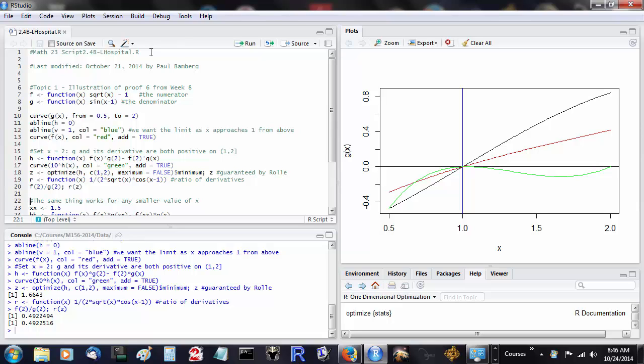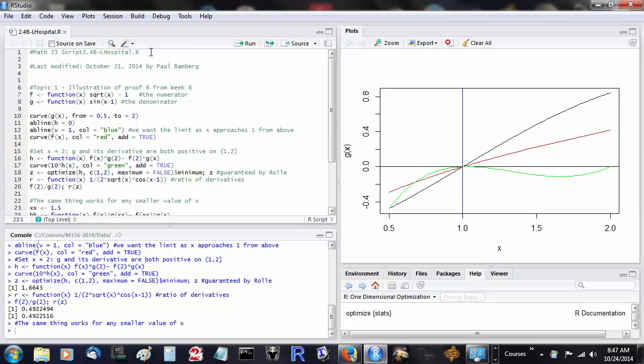Substitute any value you like for 2 and do the same construction. You will find a point z that's closer to 1 where the ratio of the derivatives is equal to the ratio of the functions at your original point. And if you take the limit of the ratio of the functions, that's the same thing as the limit of the ratio of the derivatives, and that's why L'Hopital's rule works.